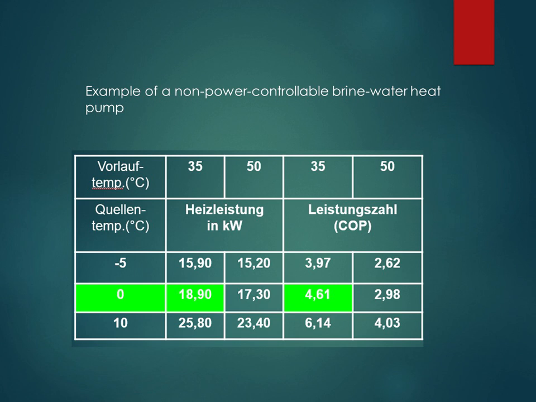This table demonstrates that the COP is not constant. Instead, it depends on both the temperature of the heat source and the heating water, fluctuating throughout the year. In this example, it ranges between 2.62 and 6.14. Even larger COP ranges are common for air source heat pumps, due to varying outside air temperatures, and for high-temperature heating systems.